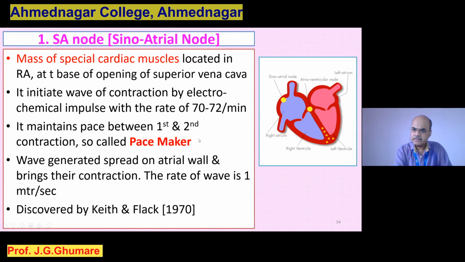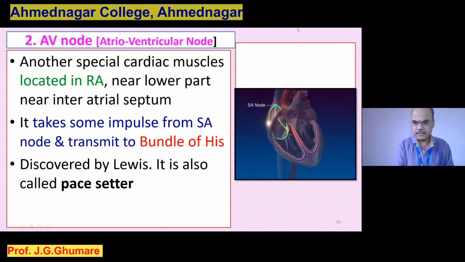The wave generated will spread all over the atria first. I'm not showing it here. The wave will spread all over the atrial wall first, both the right atrium and the left atrium, and then it will pass to the AV node and the next part. The traveling rate of the wave is 1 meter per second. For your multiple choice questions, remember it was discovered by Keith and Flack somewhere in 1907. This is a specialized modified cardiac muscle, part of the nodal tissue, called the SA node, the sinoatrial node.